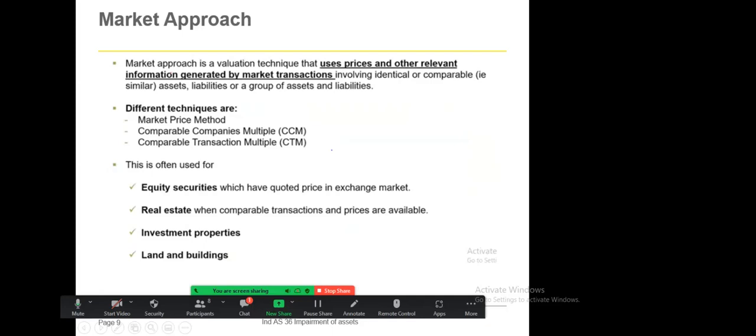This is often used for equity securities which have a quoted price in the exchange market, real estate when comparable transactions and prices are available, investment opportunities, investment properties, and land and building.